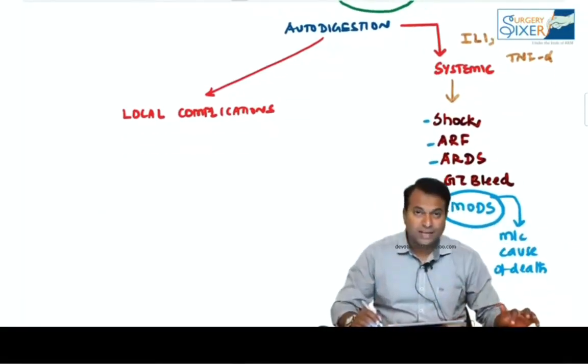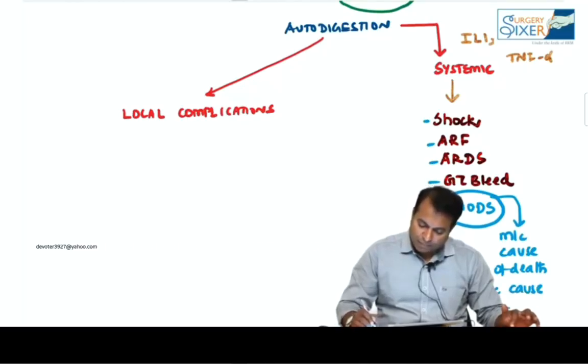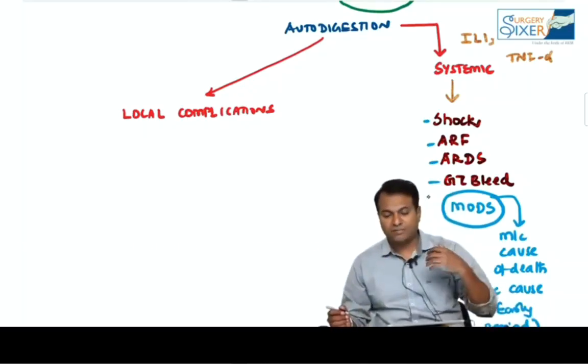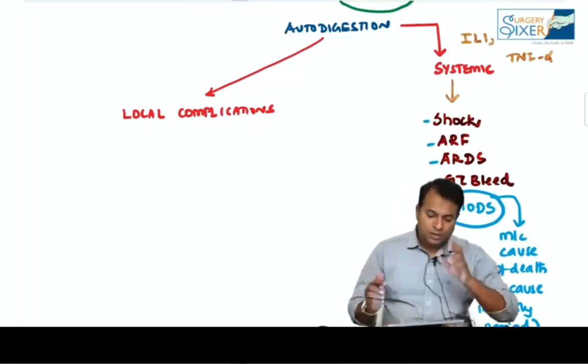Especially this is the most common cause of death in the early period of acute pancreatitis. In the early period, within 24 to 48 hours, the common cause of death is MODS. So now coming to local complications.